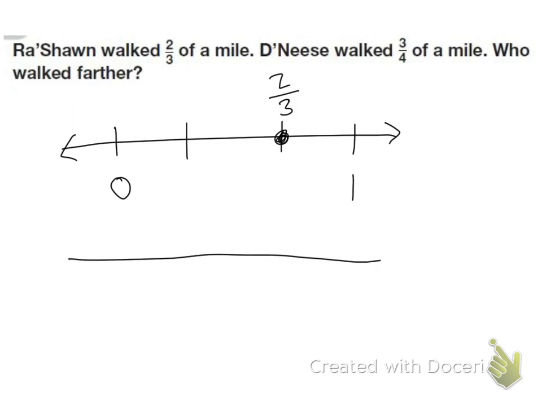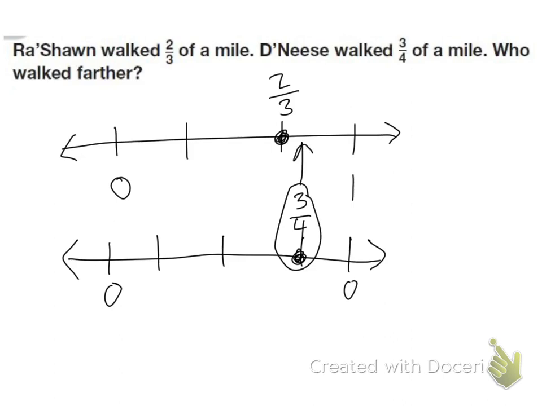On this number line, I want to make sure my number lines are divided up the same, and this one is 3/4. So I need to divide this into 4 sections. So 3/4 would be right here. It wants to know who walked farther. We can see that 3/4 is a little bit further than 2/3. So we would say that 2/3 is less than 3/4.